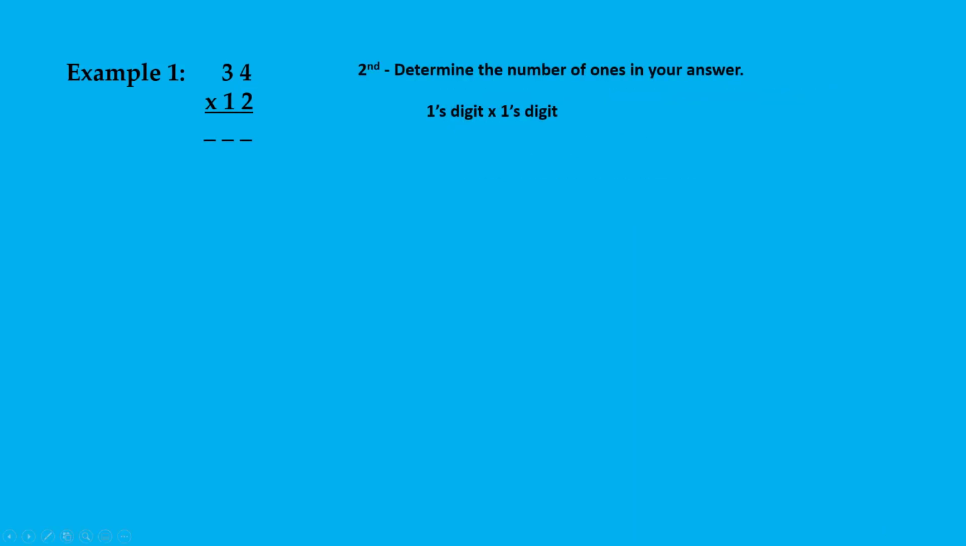Second, determine the number of ones in your answer. Ones digit times ones digit. So we take 2 times 4, which is 8. Place 8 in the ones place of the answer.